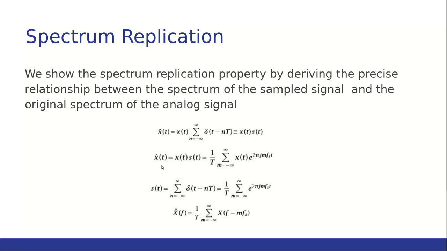Moving on to spectrum replication. We can actually show the property of spectrum replication by deriving the precise relationship between the spectrum of the sampled signal and the original spectrum of the analog signal. So this is the sampled signal we have, and the impulse chain is being represented by s of t.